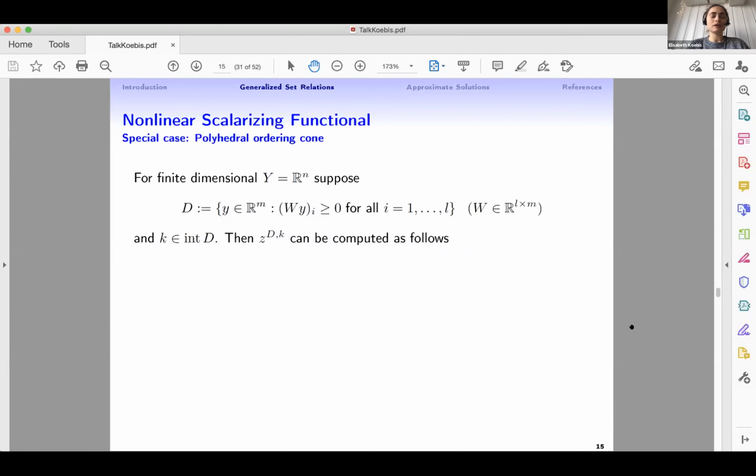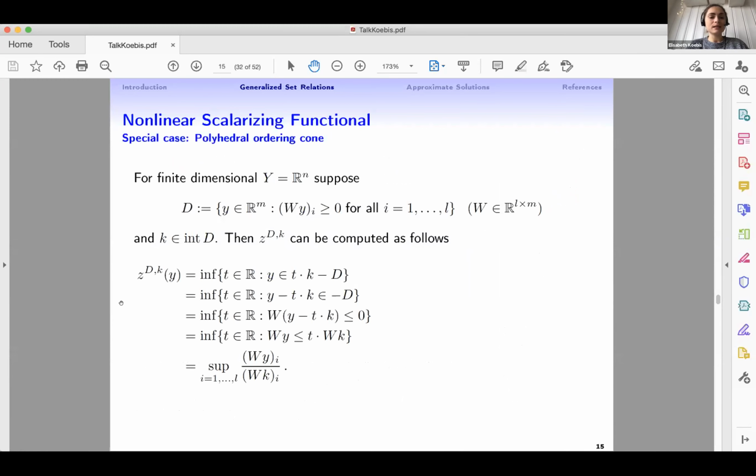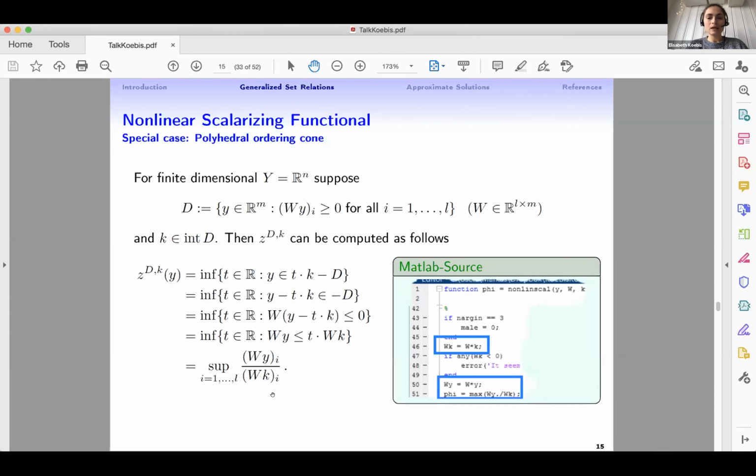Okay, so in case we have a finite dimensional space Y, let's say Rn, and D is given as a polyhedral ordering cone, and K is in the interior of D, then the function value Z can be easily computed as this value here. And this can also be easily implemented. We've implemented it in MATLAB. So this is just to show that it's a very useful functional for our purposes, and we can easily use it.